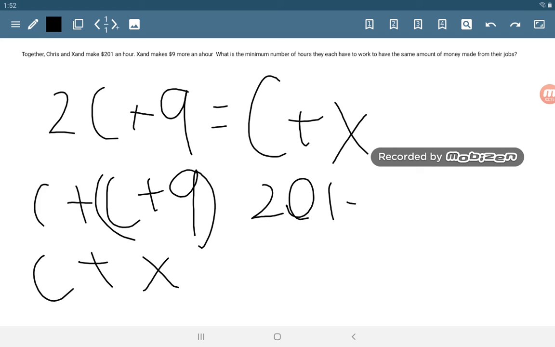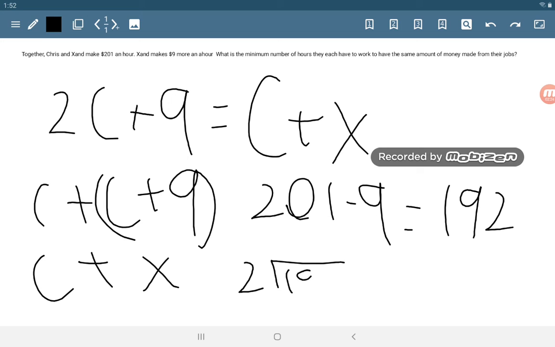So then 201 minus, or actually we shouldn't go to 1, we should go to 9, equals 192. 192 over 2 is 96. So Chris makes $96 an hour, and Zand makes 96 plus 9, which is $105 an hour.